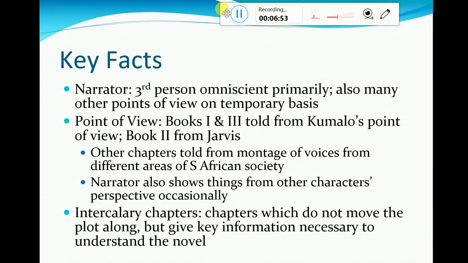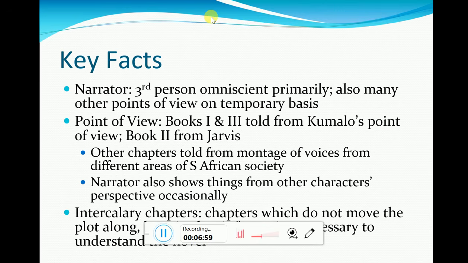Now, point of view: book 1 and book 3 are narrated or told from Reverend Kumalo's point of view. It means that as the main character, being a protagonist, Reverend Stephen Kumalo features in book 1, because remember this novel consists of book 1, book 2, and book 3. So book 1 and book 3 are mainly centered around Reverend Kumalo's point of view, right? And then book 2 is centered around another protagonist, James Jarvis, and James Jarvis' point of view. Other chapters are told from a montage of voices from different areas of South African society.